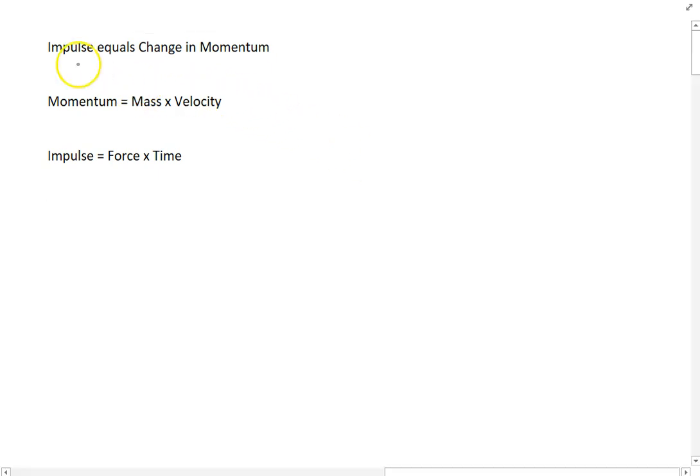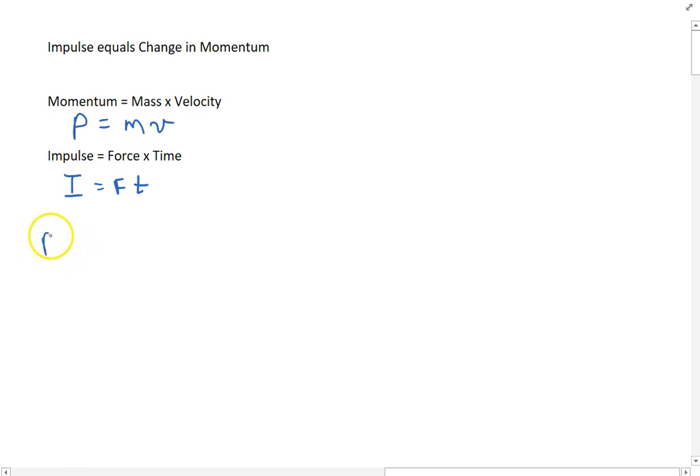All right, I want to talk a little bit more on impulse and how it equals change in momentum. So here I have my two equations. Momentum is mass times velocity, and impulse is force times time. So using symbols, I remember momentum is a P, mass is an M, velocity is a V. Impulse, I use an uppercase I, is going to be force multiplied by time, T. So I'm going to be using these symbols, but the words are also the same.